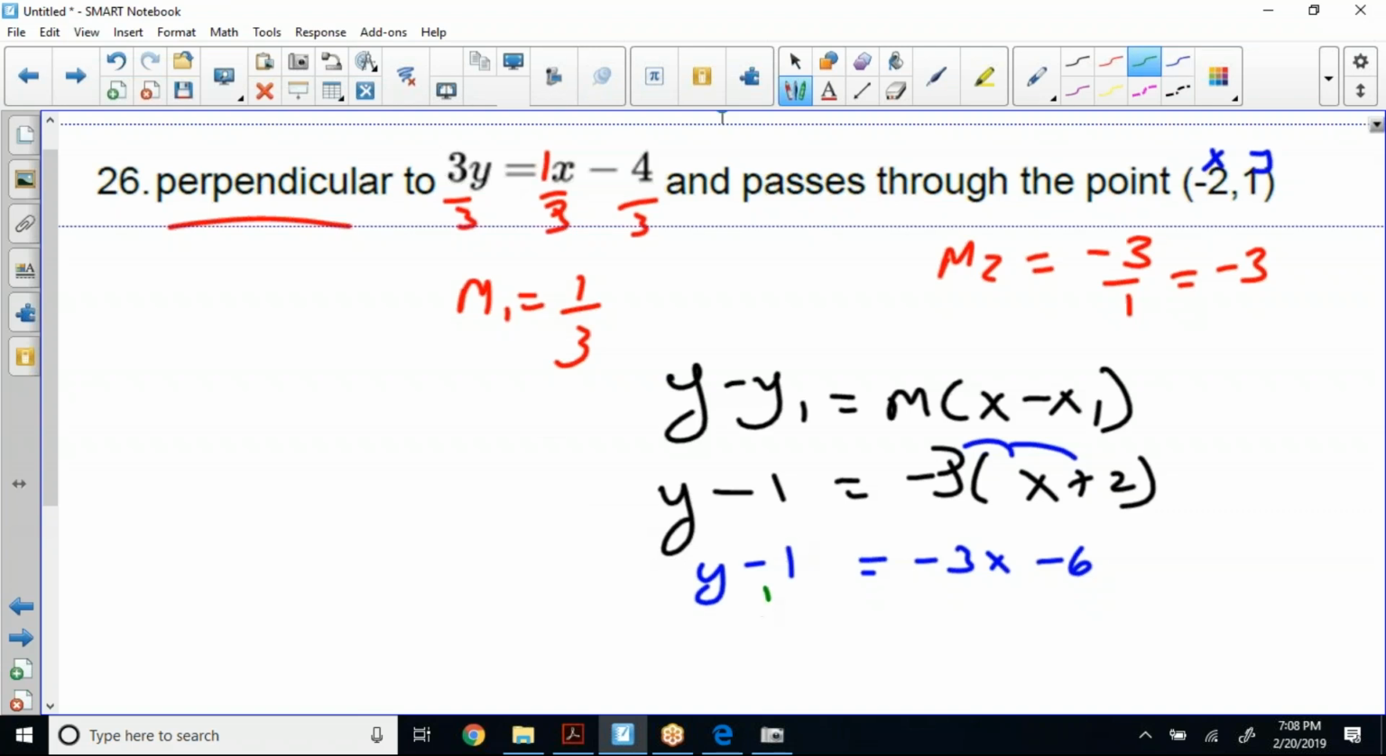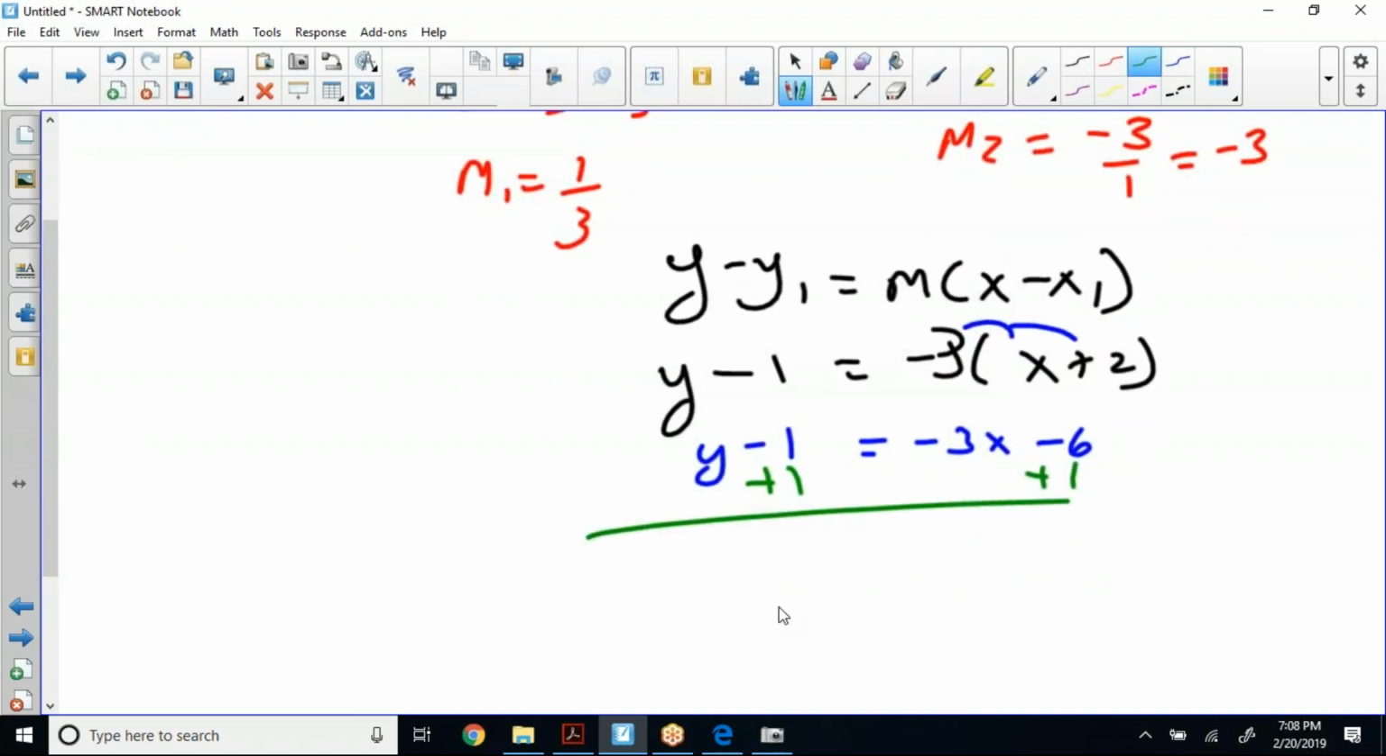All right. And then just add one, right? So y equals negative 3x minus 5, right? Questions on that? Yeah. The mx plus b, what kind of formula is that called? Slope-intercept form. Yeah. Your formula sheet will have all these on there. They have them all on there. Okay. Any questions about the perpendiculars?